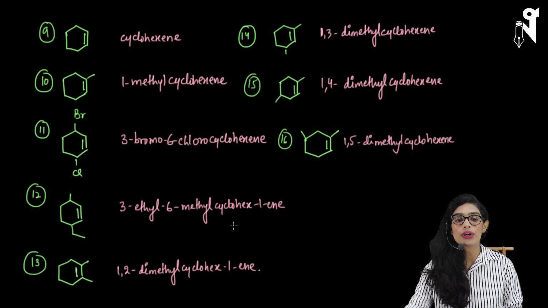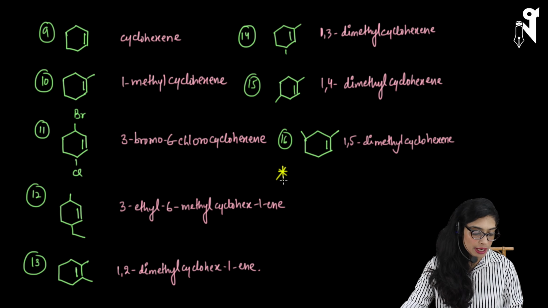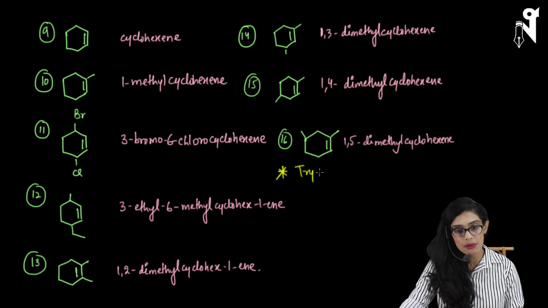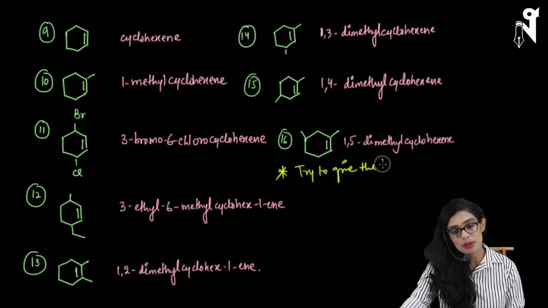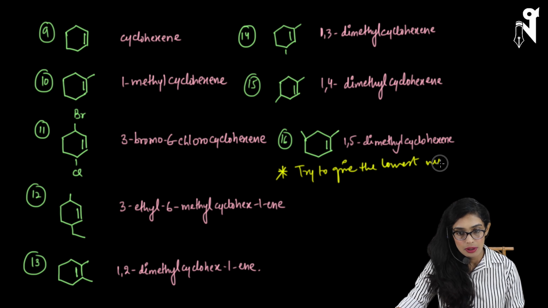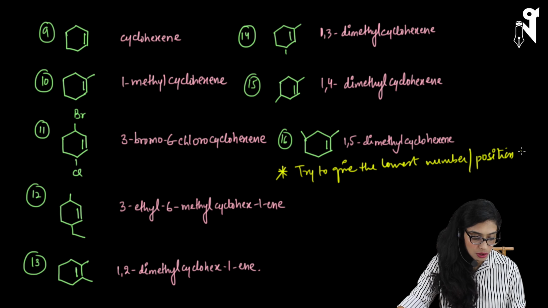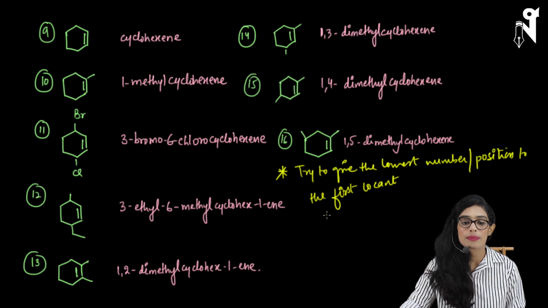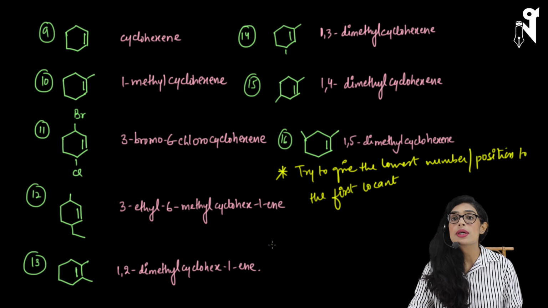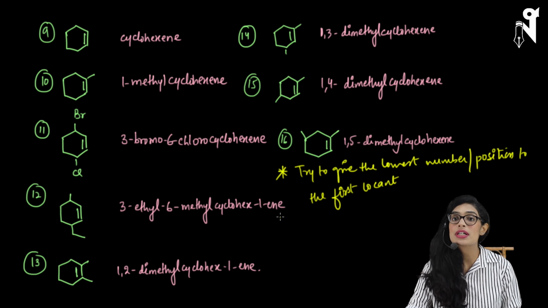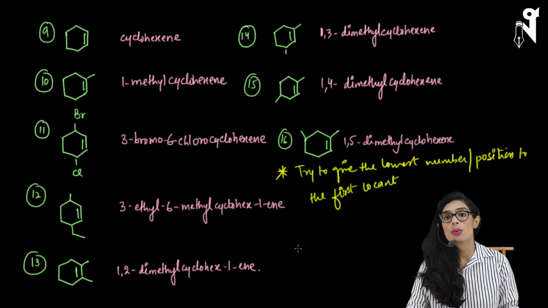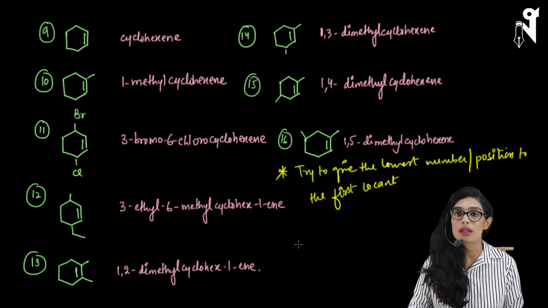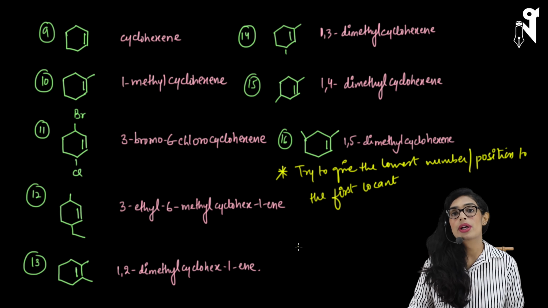You can make a small note over here of the rule I have mentioned. You can write it as: try to give the lowest number or position to the first locant. What I'm trying to tell you is that the lowest sum rule will not be preferred. We will prefer the lowest locant rule. That means my first locant or first substituent should get the lowest position, even though the sum comes out a little greater, but still we will follow the lowest locant rule over the lowest sum rule.